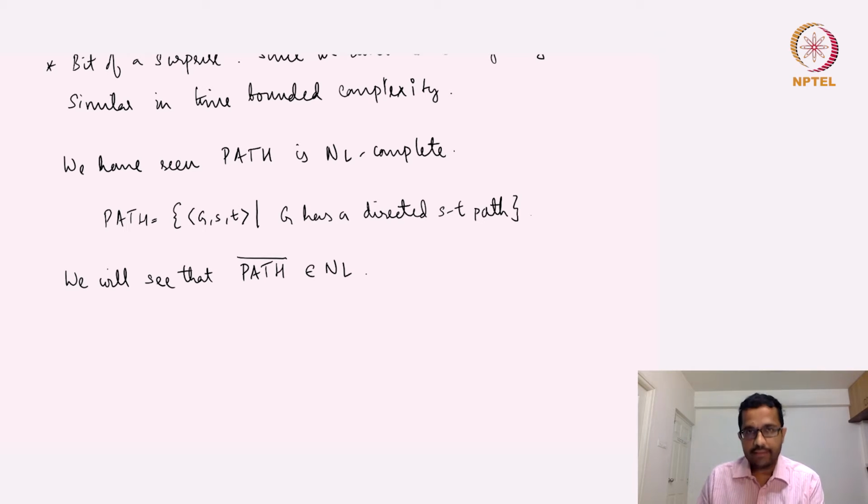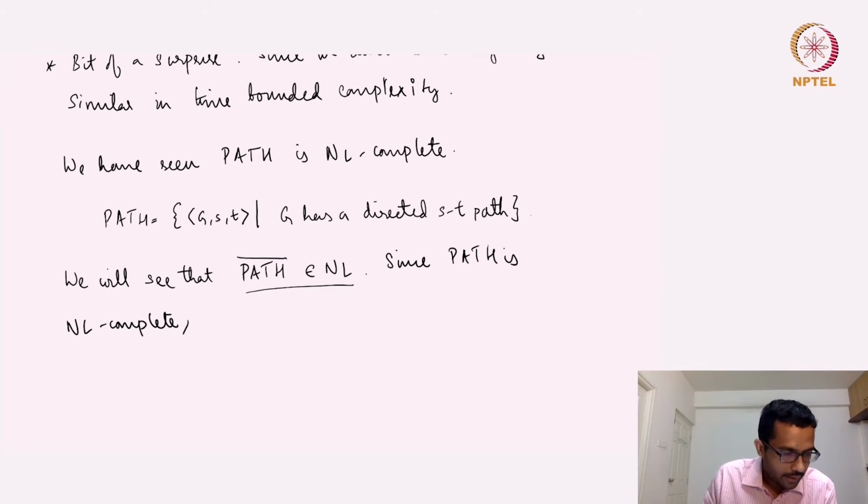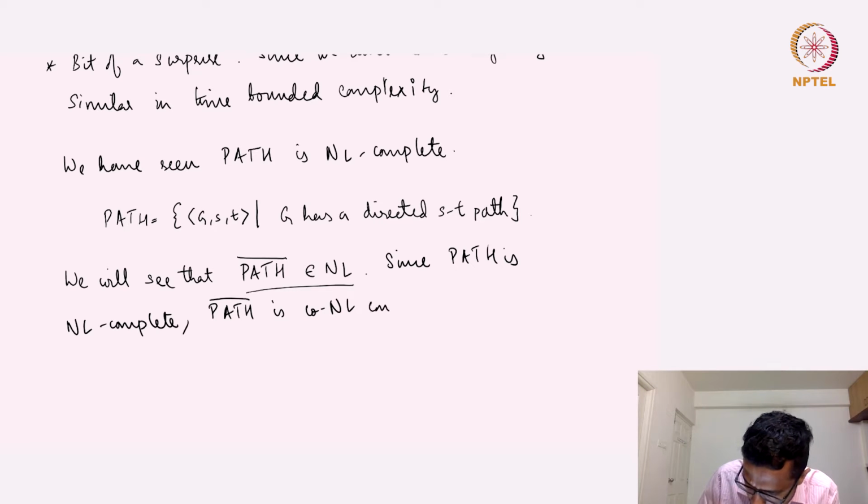Let us see at the beginning why showing that path complement is in NL is sufficient to show the result that NL is equal to co-NL. Since path is an NL complete language, the complement of path is co-NL complete. Just like we had SAT complement being co-NP complete, path complement is co-NL complete.